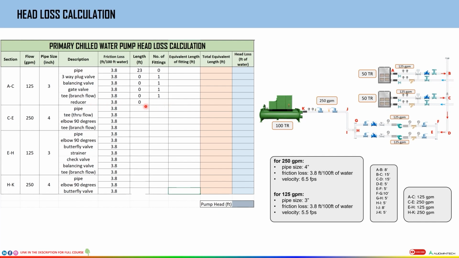So that reducer we have, its length is 0. How many reducers are we using? Only one. All right. In the same way, we'll see section C2E.